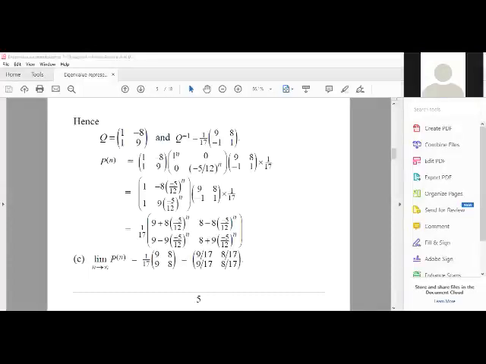Great. So question C says that we should find the limiting distribution. Now you have the questions. What did I say? Read the C for me. Find the limit as n approaches infinity. Good. We call it the stationary distribution.